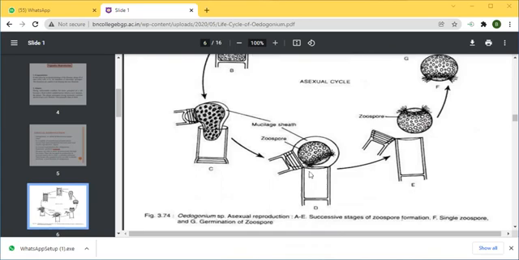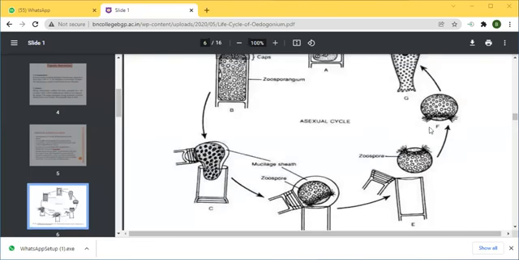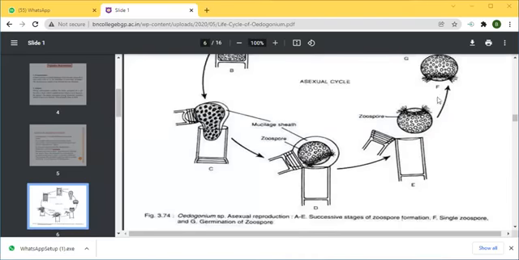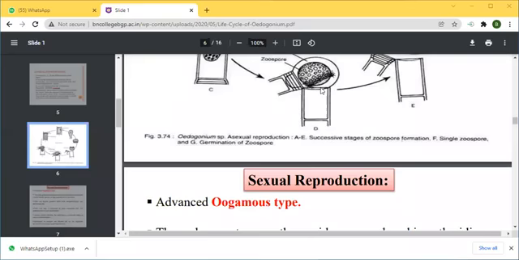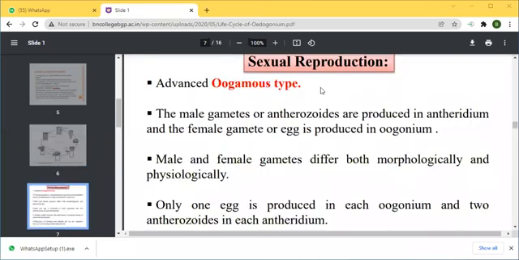After the zoospores mature and go through the successive stages of zoospore formation, these zoospores form a single germination of zoospores like this. This is the asexual reproduction in Oedogonium. The second one is sexual reproduction in Oedogonium.